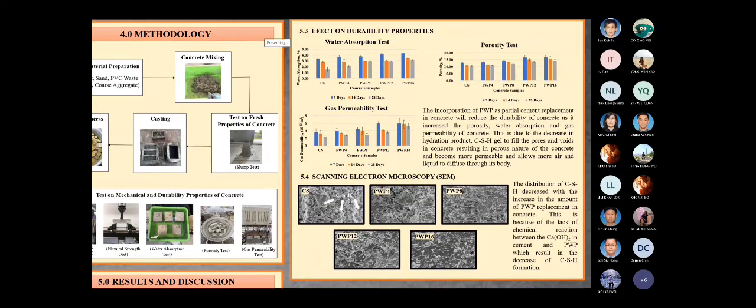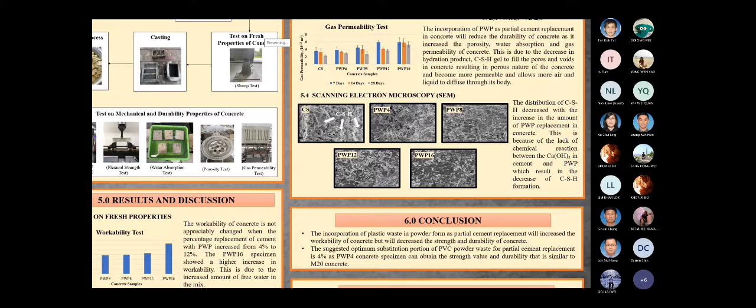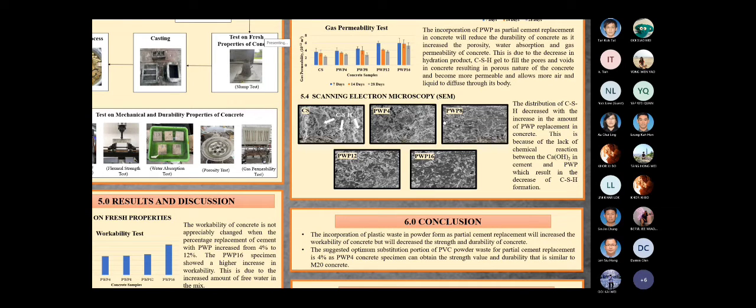And then these are the SEM micrographs of the concrete specimen with different PVC waste powder substitution proportion. The first one is the micrograph of control specimen, which does not contain any PVC powder. It can be clearly seen that the CSH gel was widely spread in the hydrated cement paste. However, when we further look at other micrographs of the concrete specimen with PVC waste powder, it can be noticed that the distribution of CSH decreased with the increase in amount of PVC waste powder replacement in concrete. This is because of the lack of chemical reaction between the cement and plastic powder, which results in the decrease of CSH formation.